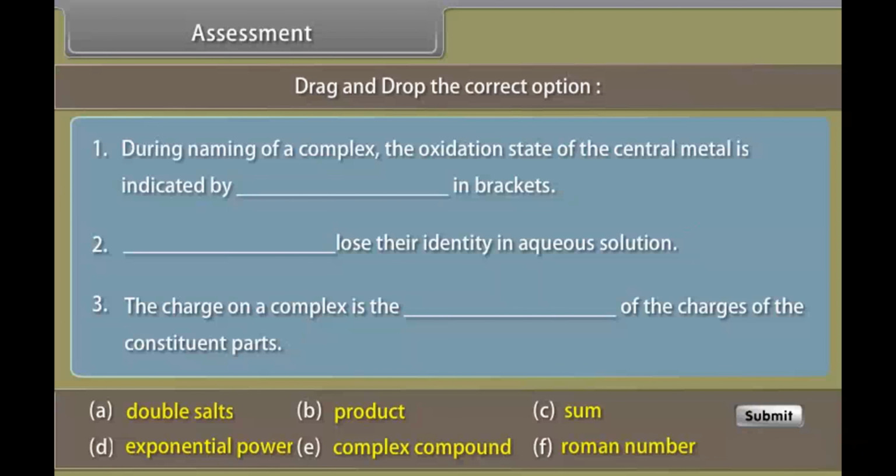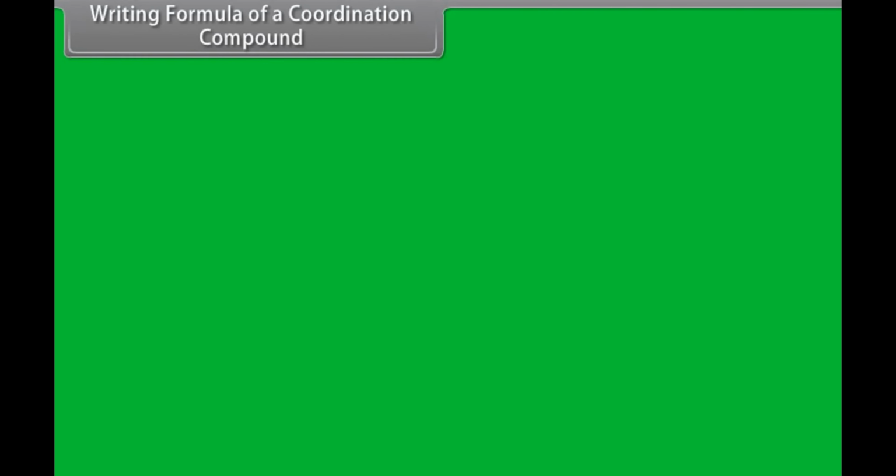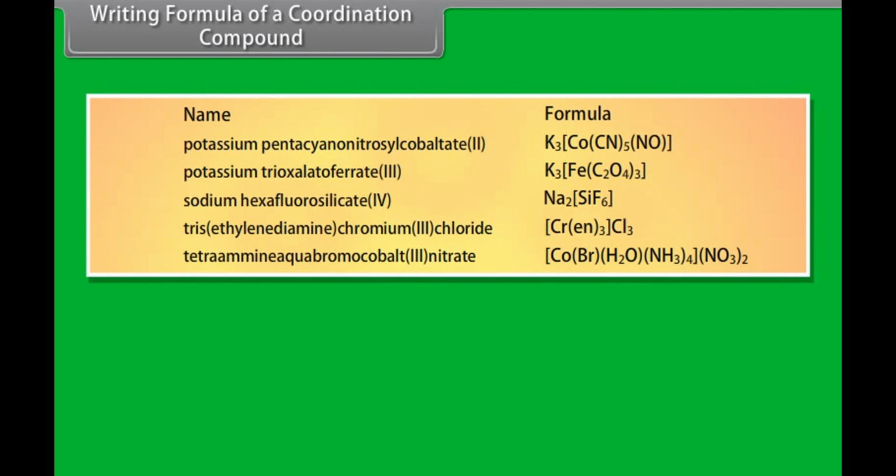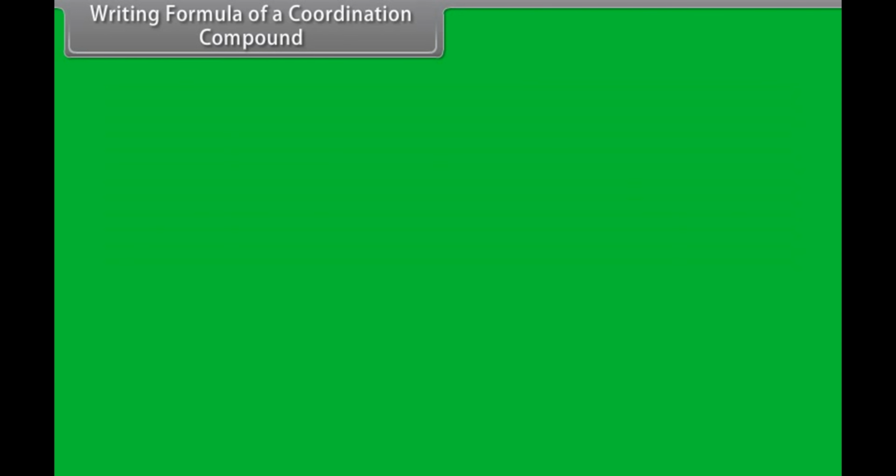Drag and drop the correct option. Writing formula of a coordination compound. When the name of a coordination compound is given, then some rules are to be followed for writing its formula.